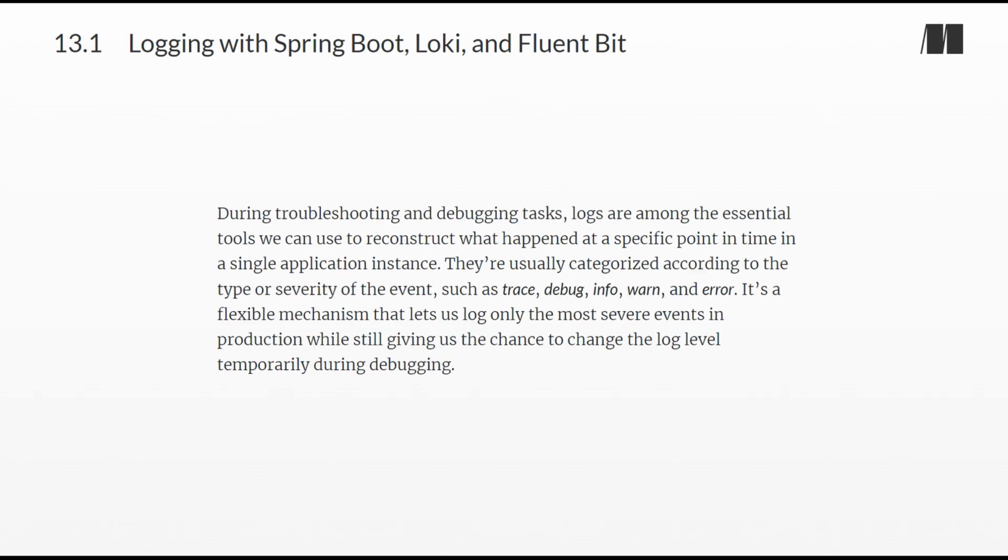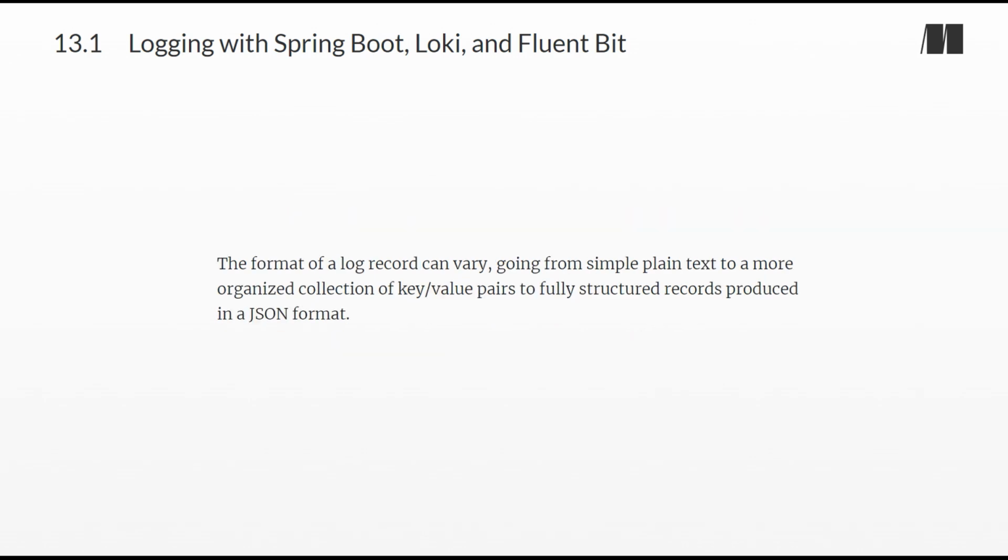During troubleshooting and debugging tasks, logs are among the essential tools we can use to reconstruct what happened at a specific point in time in a single application instance. They're usually categorized according to the type or severity of the event, such as trace, debug, info, warn, and error. It's a flexible mechanism that lets us log only the most severe events in production while still giving us the chance to change the log level temporarily during debugging. The format of a log record can vary, going from simple plain text to a more organized collection of key-value pairs to fully structured records produced in a JSON format.